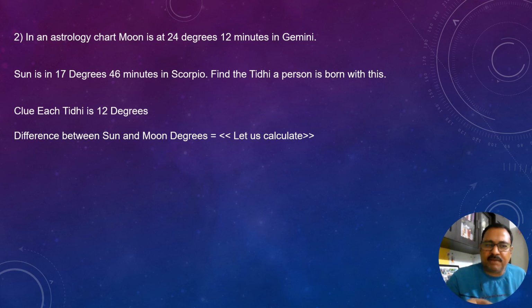Same concept you can apply to find out what tidhi the person is born, given the sun's degree and moon's degree. And for that you can do a very simple technique. Always take the sun degree, and see whether the sun is in an advanced sign, starting from the Aries, compared to the moon, or it is behind. That's what we need to find out.